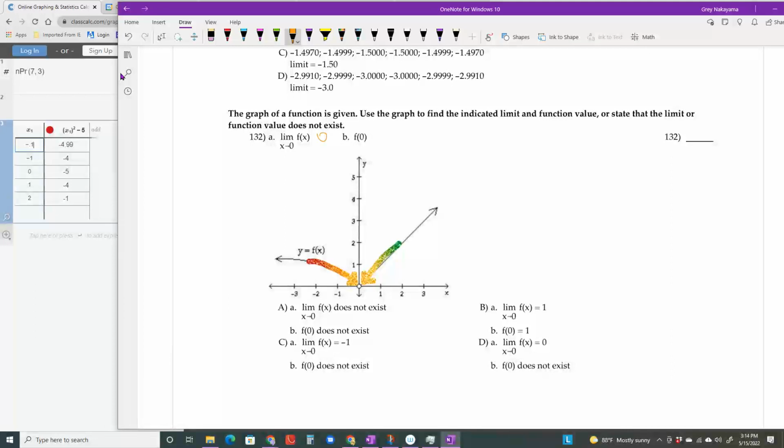Well, what is f of 0? This is 0 right here, the y-axis. There's no part of the graph. There's no solid dot. There's nothing. So that means that this does not exist. So I'm looking for, sorry about the cat. The limit is 0, so that's not an option. Well, D was the only option. I didn't even have to do the second part.